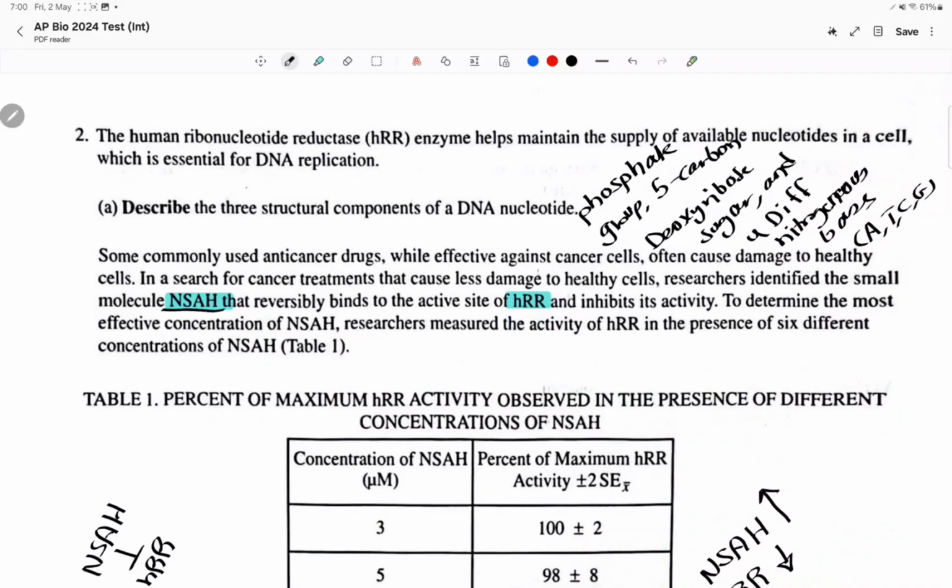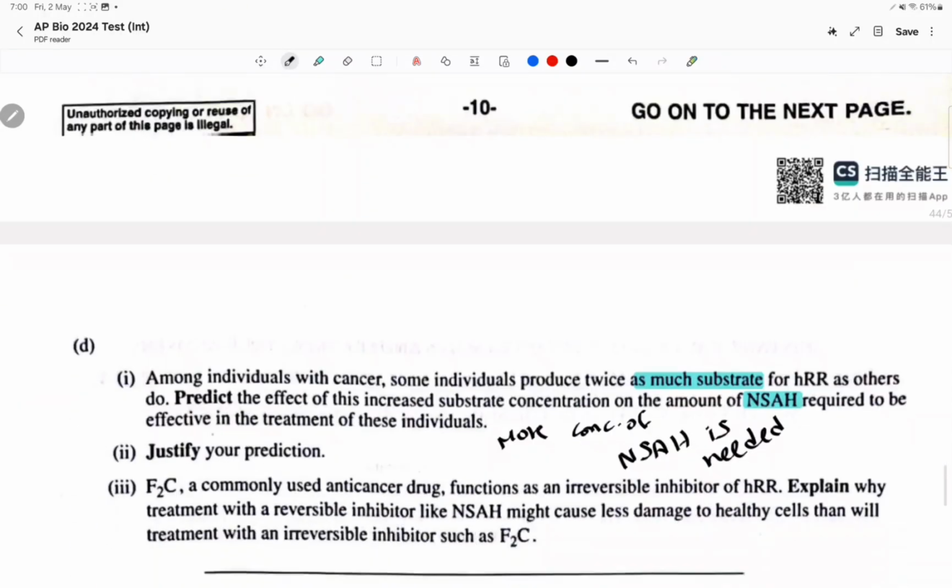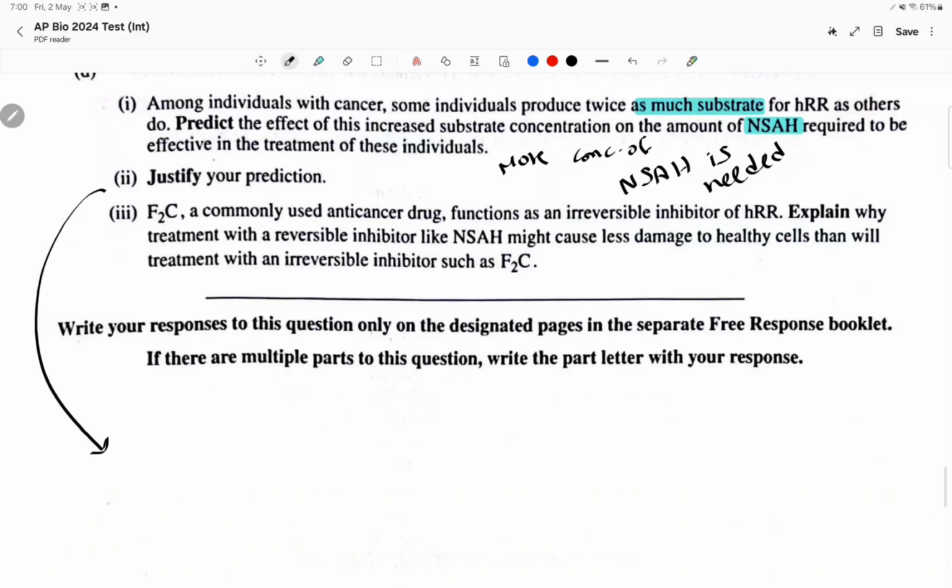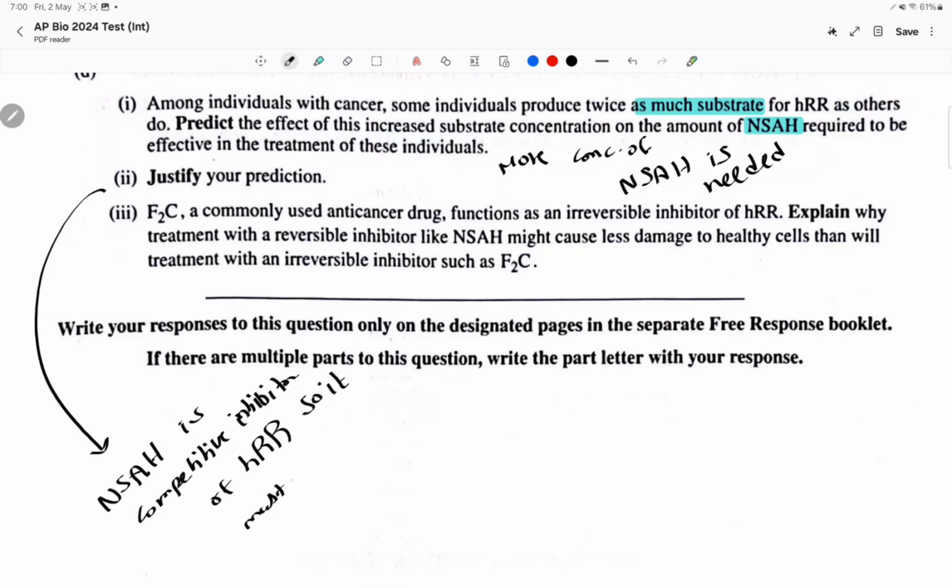molecule, NSAH, reversibly binds. That means it's called a competitive inhibitor. It has to compete with the substrate already there. So we're going to say that NSAH is a competitive inhibitor of HRR. So it must compete with the substrate binding to its active site.